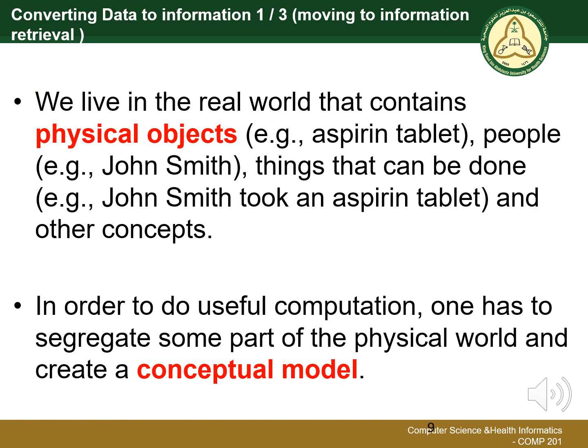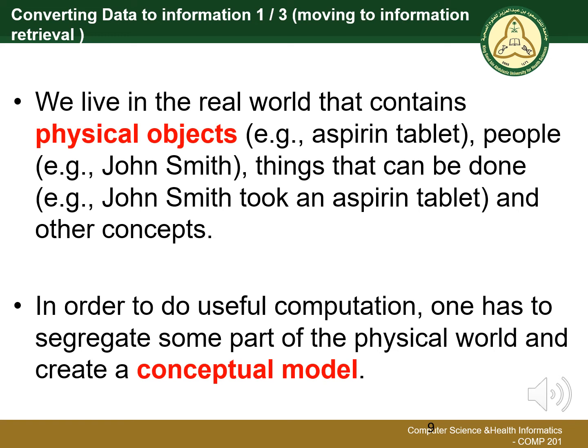Now let's move on to converting data to information. In order to convert data to information, we're going to use something called a computational model. But before we talk about a computational model, let's first explain a conceptual model. We live in the real world, which contains physical objects, for example aspirin tablets, and also contains people, for example John Smith, and things that can be done between these two. Let's say John Smith took an aspirin tablet. As we said, in order to build a computational model we must first build a conceptual model. So the conceptual model helps us design a computational model.